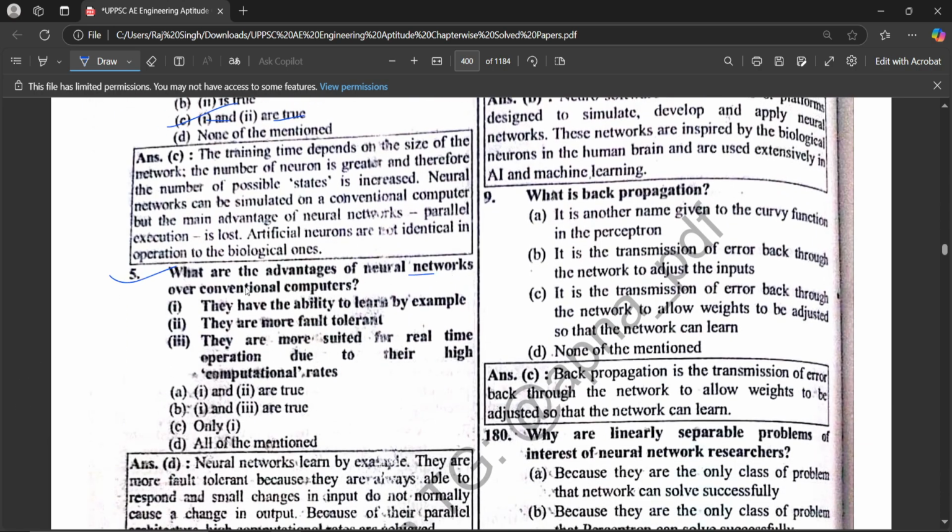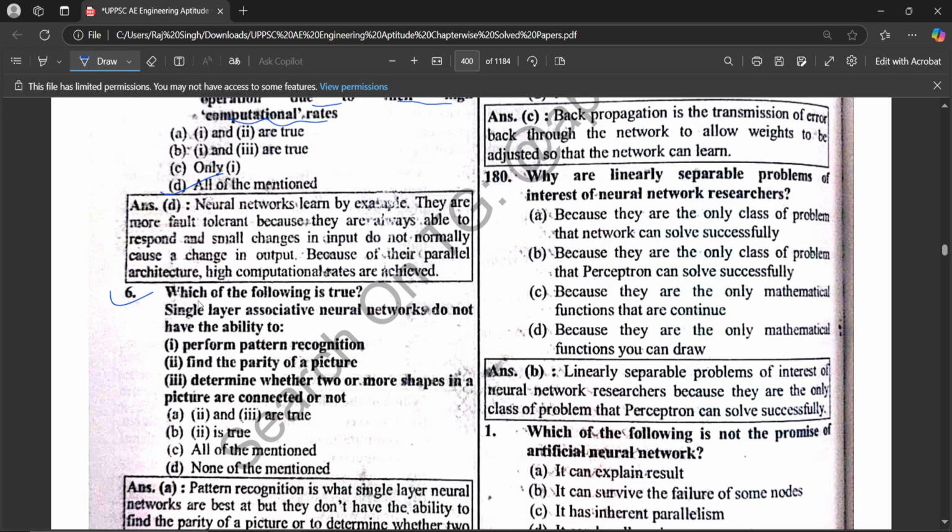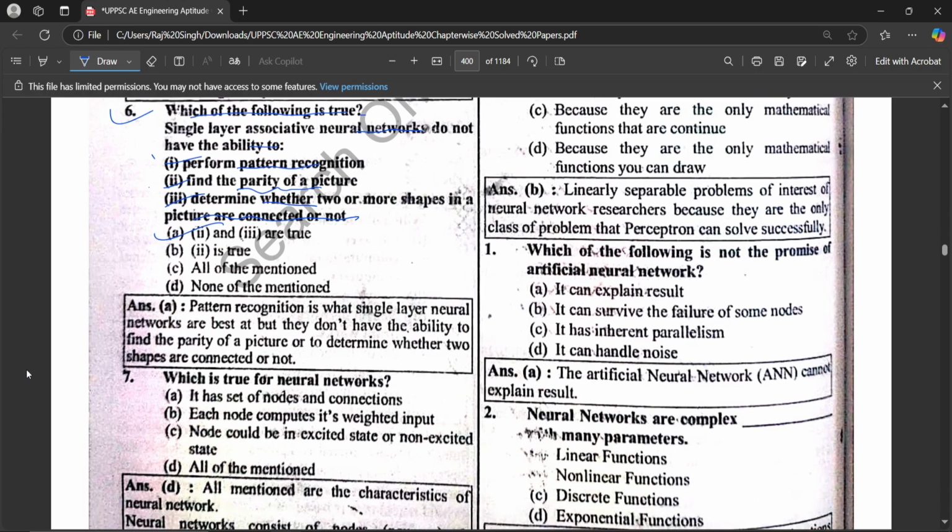What is the advantage of neural networks over conventional computers? First statement, their ability to learn by example. Second, they are more fault tolerant. They are more suitable for real-time operation due to their high computational rate. Hence, all the mentioned are correct. Which of the following is true? Single layer associative neural networks do not have the ability to, first, perform pattern recognition. Second, find the parity of a picture. Third, determine whether two or more shapes in the picture are connected or not. Hence two and three are true.